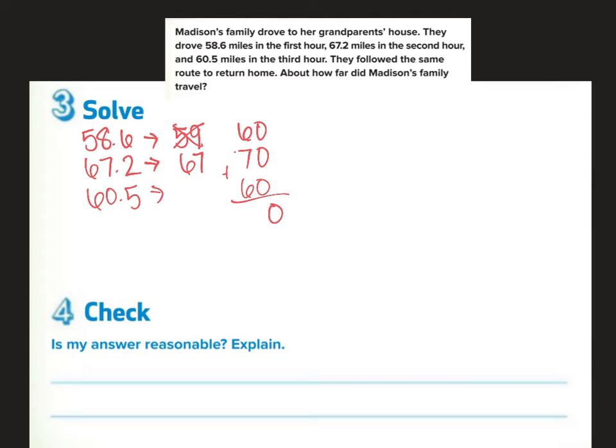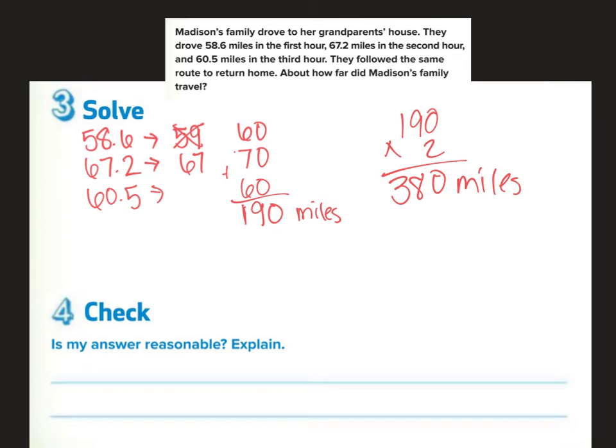So 6 plus 7 plus 6, we get 12, plus 7 is 19. Okay, so 190 miles one way. So now if I double 19, I know 19 plus 19 is 38. So it's going to be 190 times 2 is 380 miles. And that's called round trip. Okay, that's called round trip because that's how far it took them to get there and to get back.